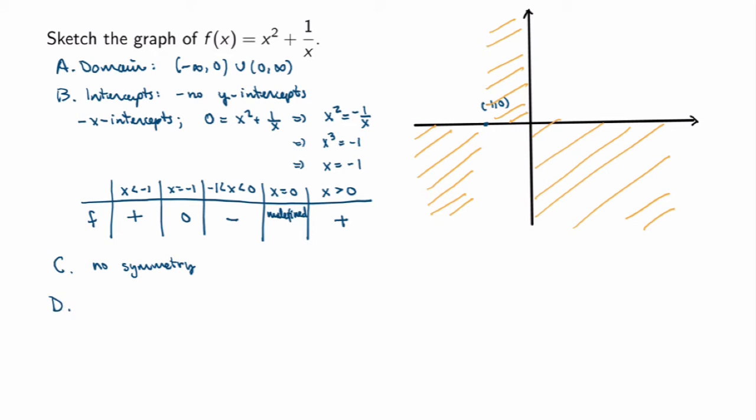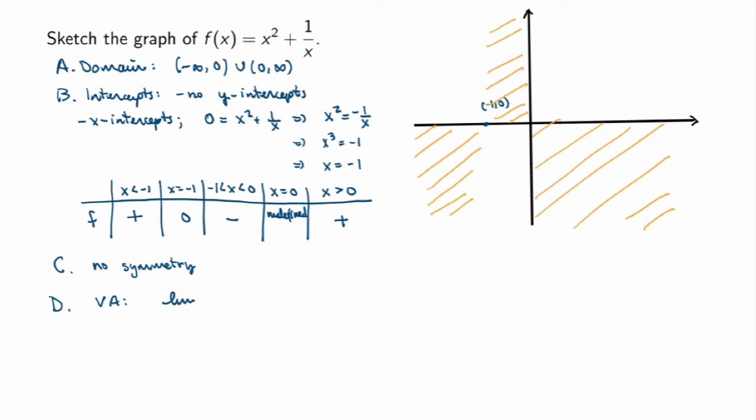And finally, I can ask about asymptotes. So here we're going to start with vertical asymptotes and study horizontal asymptotes as well. And slant asymptotes is another possibility that we will study in class. So remember that vertical asymptotes are points where the limit of the function on either side of that point will either go to plus or minus infinity. Now, if I look at the domain here, there's only one point where this could happen, which is 0.